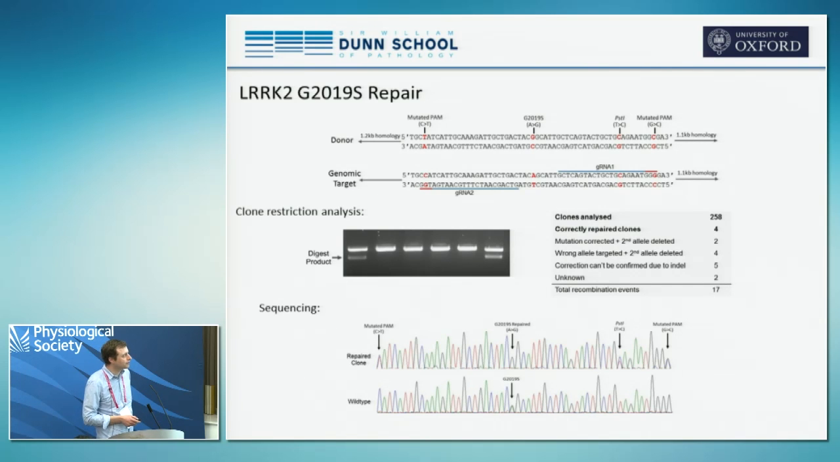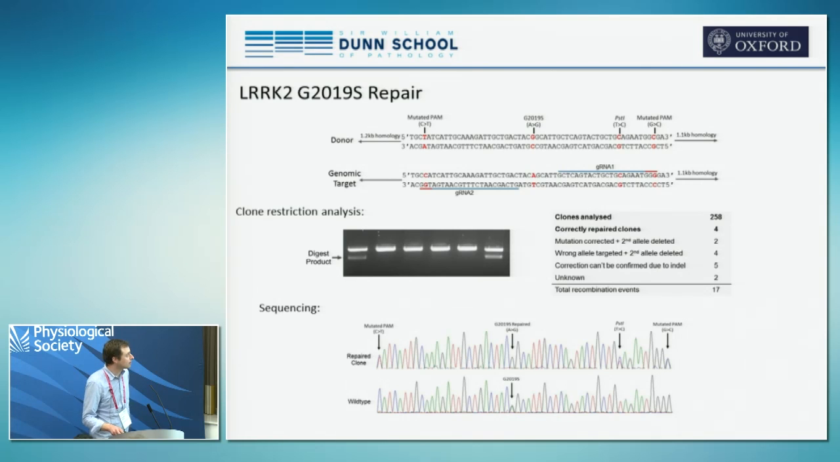So we analyzed 258 clones, and of those clones, 17 contained recombination events. They produced digest products. But of those 17 clones, only 4 were correctly repaired. All the remaining basically had indels. So for 2 of them, the mutation was corrected, but the second allele was deleted. For 4 of them, we could tell that the wrong allele had been targeted, the second allele deleted. And then for 5, the correction couldn't be confirmed due to the nature of the indel.